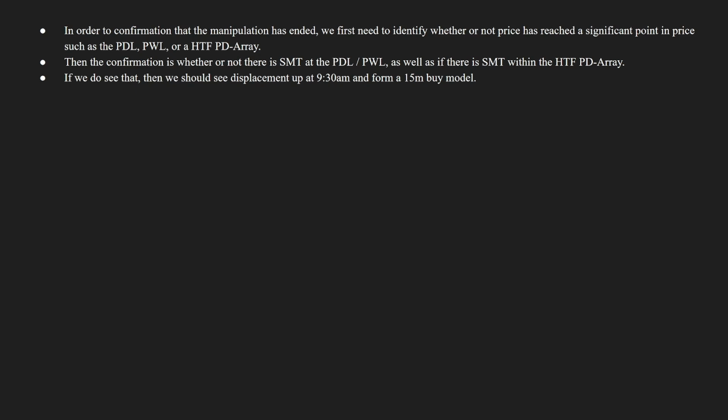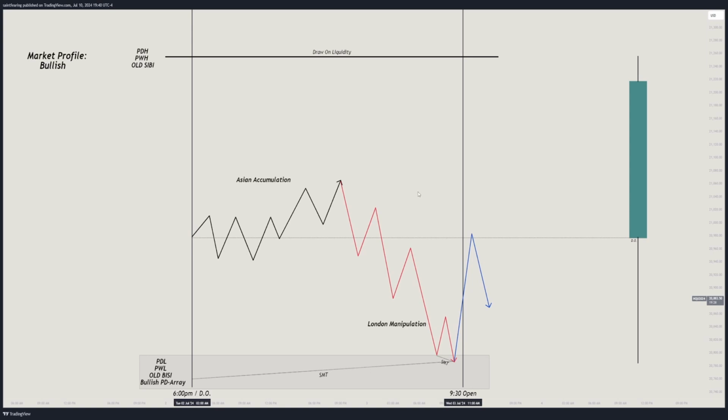This depends on news often, because sometimes we will see, often on Thursdays, if we have CPI on Wednesday, CPI manipulates. Often we'll see on Thursday, if we have PPI, PPI often starts the distribution at 8:30. And then we wait until 9:30 or 10 o'clock to retrace into that 15-minute buy model. But for this example, it's going to be 9:30.